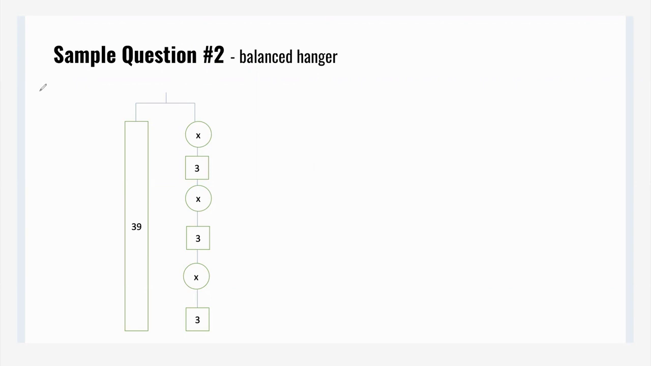So at this time, we're working with strategy number 1. You do not have to do both strategies. However, I just want to show you both strategies so that you can choose which one is easier for you. All right, I notice that this is a balanced hanger. Let me remind you, balanced hanger means on both sides, left and right, the weight is the same.